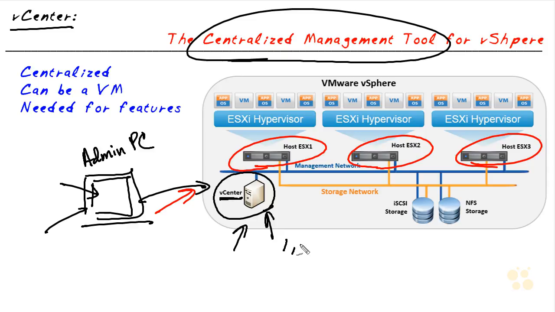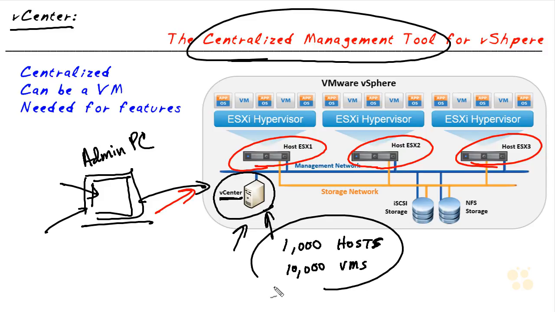And with vCenter, we can manage up to 1,000 hosts. And of course, when we say the word hosts, we're referring to ESXi hosts. And regarding the virtual machines running on those ESXi hosts, in vCenter, we can manage up to 10,000 virtual machines. That's a pretty big environment, all being managed through the centralized management tool called vCenter.